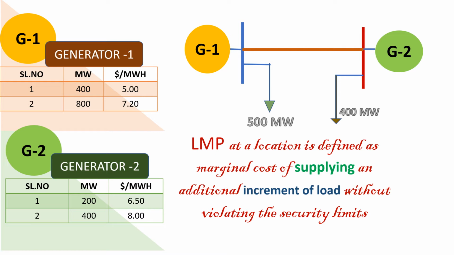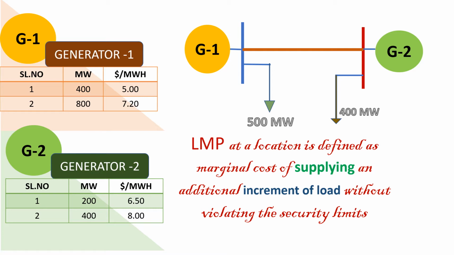That means if generator 1 is supplying less than 400 megawatts, then the cost of generation is 5. If it is generating 800 megawatts, that is more than 400, then it is $7.20. So taking this concept, in a two generator system, 500 megawatts plus 400 megawatts, that is a total of 900 megawatts of load, is to be met with the help of two generators which have different costs of generation. How this LMP is going to be calculated, we are going to see.